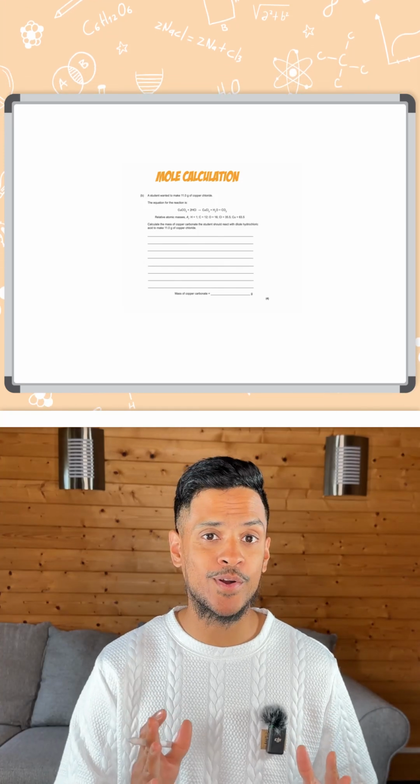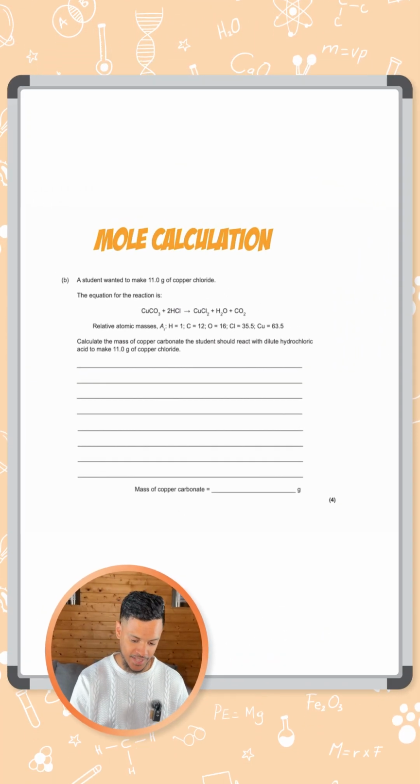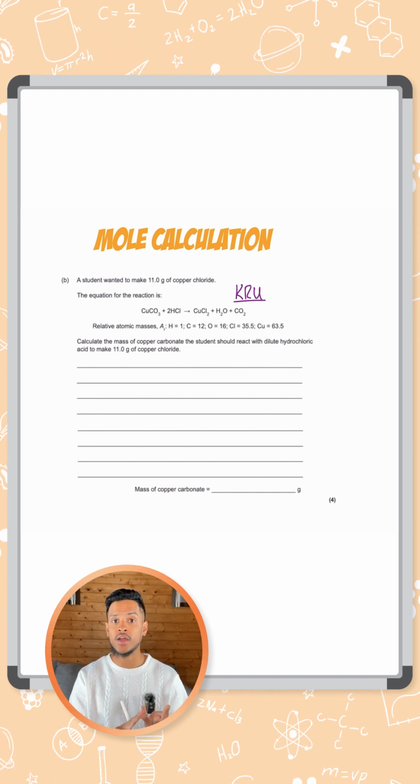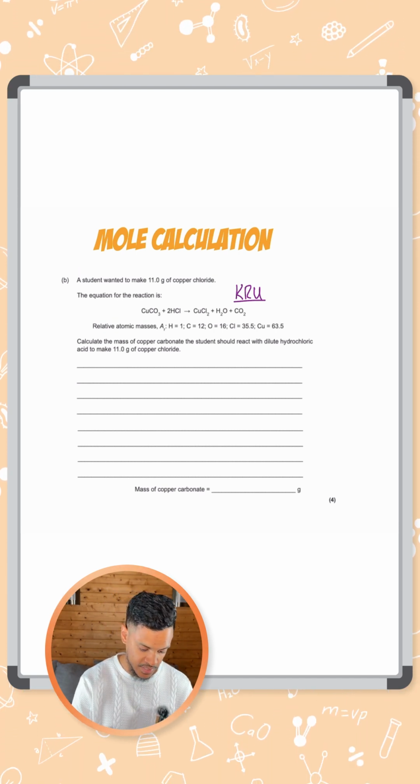Not many people like mole calculations, but try and follow these steps and it makes it much easier. K, R, U: known, ratio, and unknown. So let's take a look at this question and see what it's asking us.